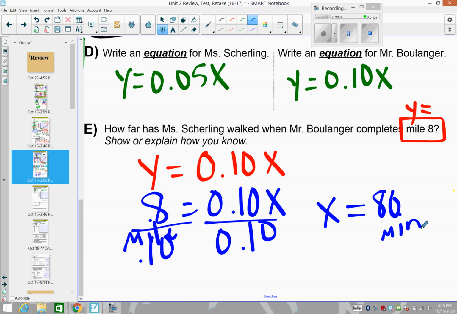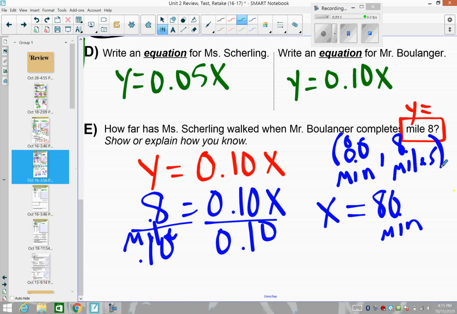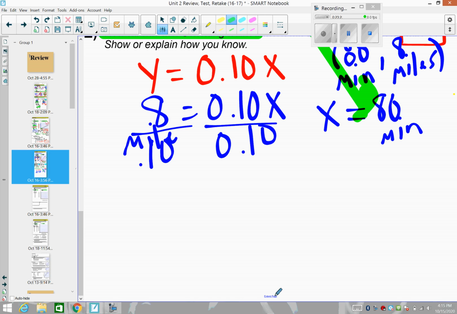So here's our situation. Mr. Boulanger at 80 minutes went 8 miles. Now that's actually not the question here, but we needed that data to answer the question, how far has Ms. Shirlene walked when Mr. Boulanger has gone 80 minutes. Okay, now if that's confusing, rewind it. That is a kind of a tricky statement.